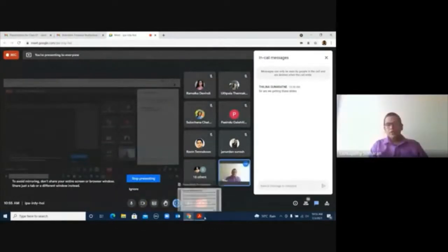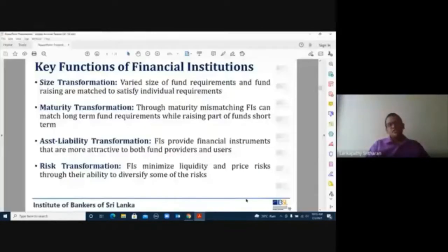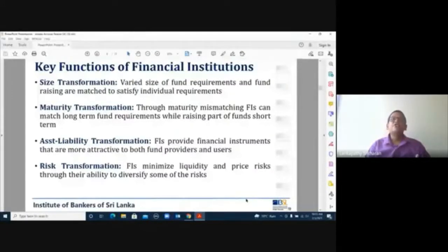Okay, then I'm going to the next one. The key functions of the financial institution. There are four key functions carried out by the financial institutions. The first one is size transformation. The varied sizes of fund requirements and fund raises are matched to satisfy individual requirements. You all may think about it: why does the financial institution have to have an intermediary role?